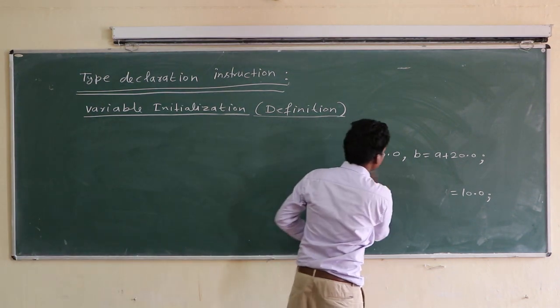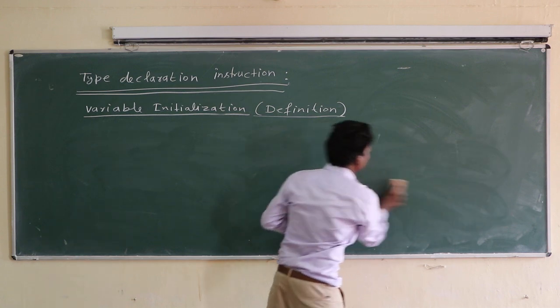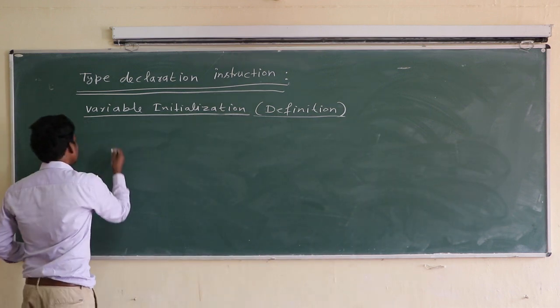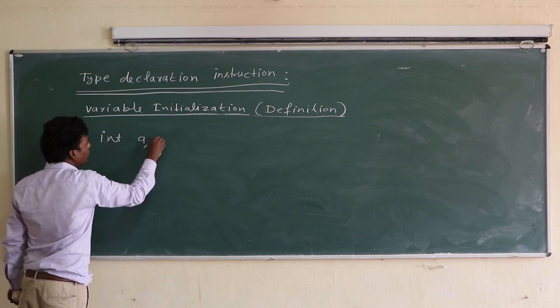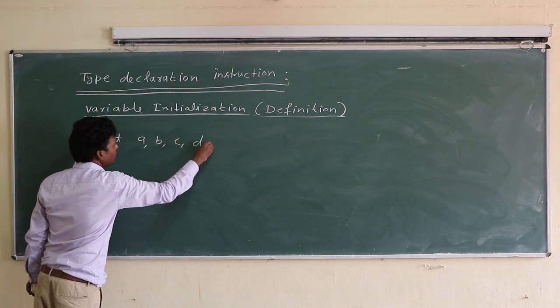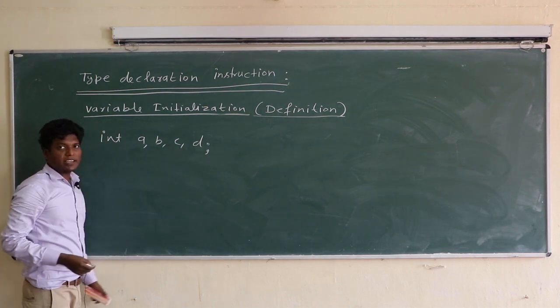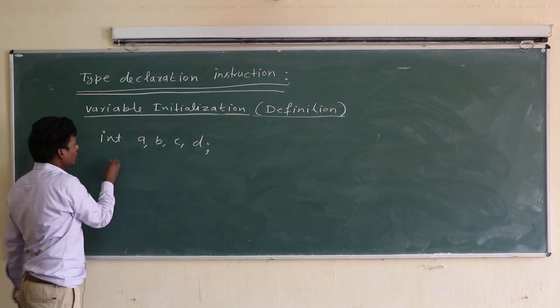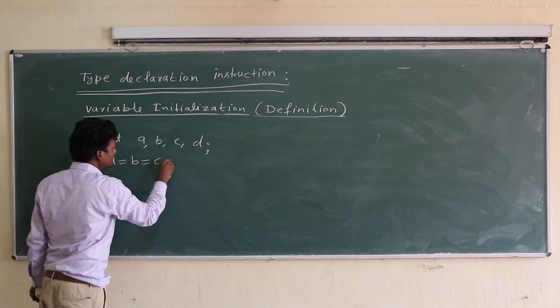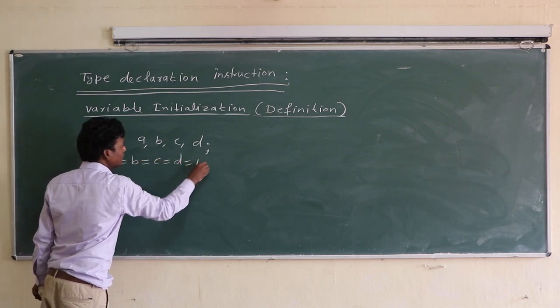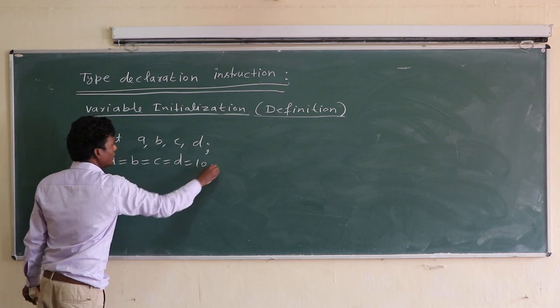Some more examples on variable initialization. Suppose int a, b, c, d. There are 4 integer variables declared here and you are assigning a value to these variables. This is right.